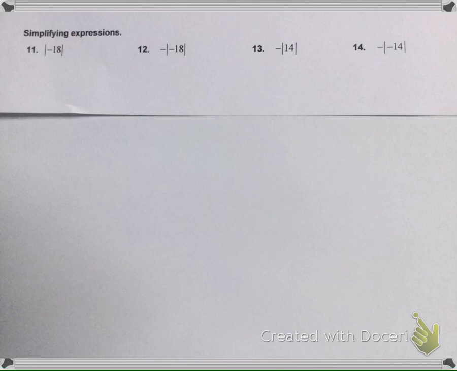Okay, in this last part, it just says to simplify. Simplify is a fancy word for solve or evaluate. Those words all mean the same. Simplify, solve, evaluate. We use them differently for different problems. So number 11 is asking us, what is the absolute value of -18? How far away is -18 from 0? So that would be 18, okay?